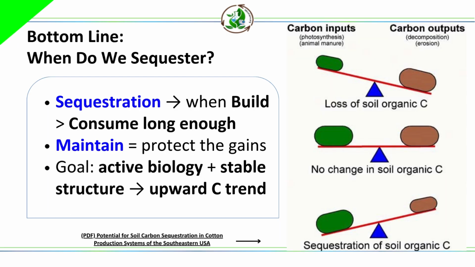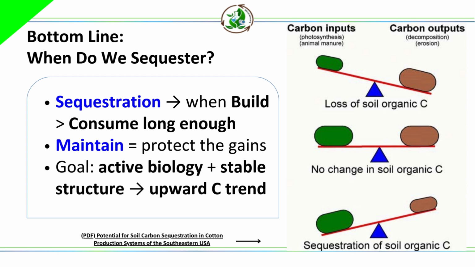Here's the bottom line for Lesson B. Soil carbon sequestration only happens when build consistently exceeds consume, and we protect what we add. In other words, we must add carbon inputs, like roots, compost, residue, faster than the soil loses it through respiration and erosion. And we must keep that carbon locked in place with good structure and stable aggregates. It takes active soil biology and stable soil architecture to get that upward trend in carbon.